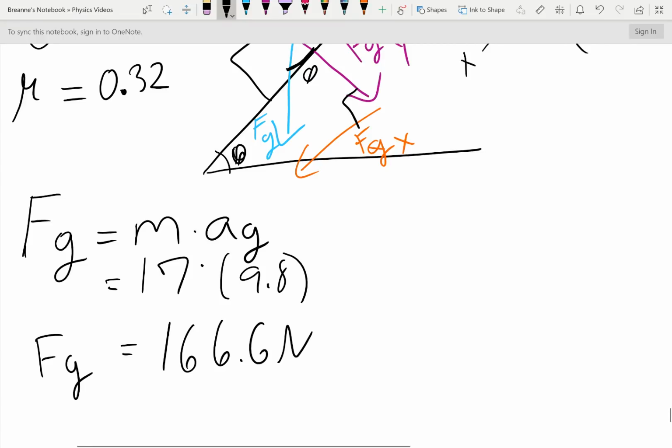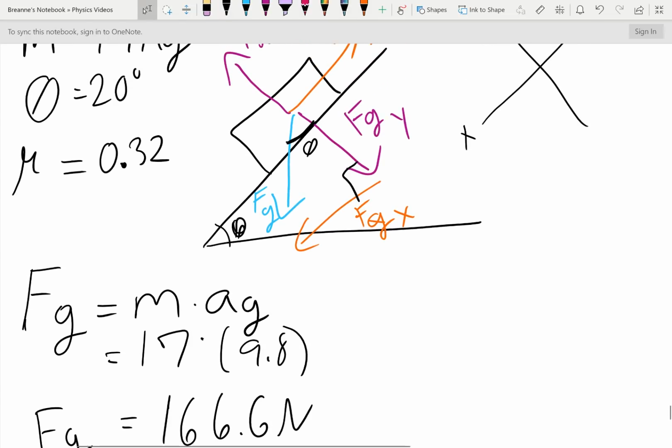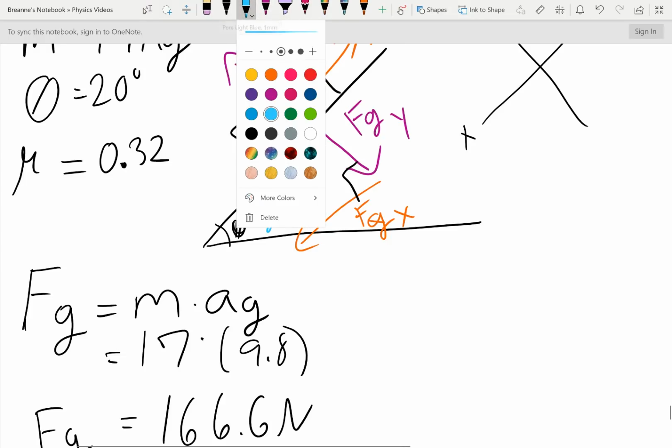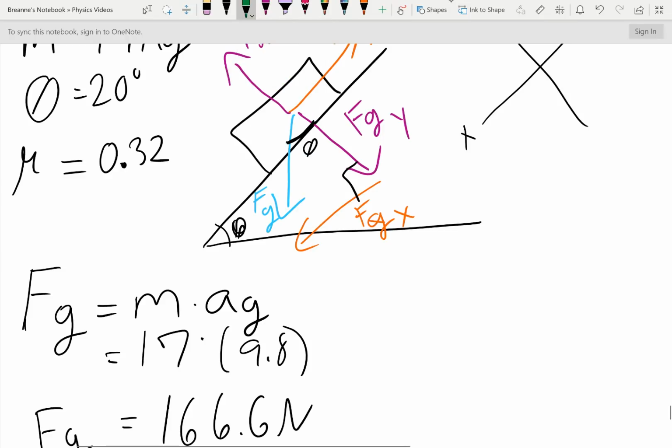Next, it asks for your force of gravity in the x and force of gravity in the y. That's when you have to do sine and cosine. So remember, since your angle's up here, your x becomes your opposite, your y becomes your adjacent, and of course your force of gravity is your hypotenuse.